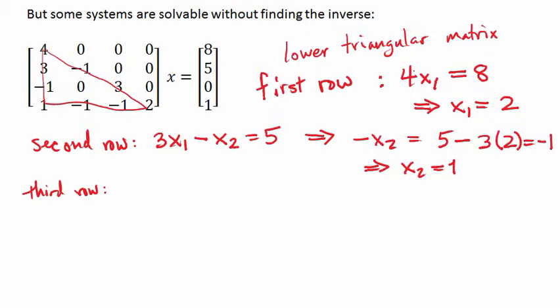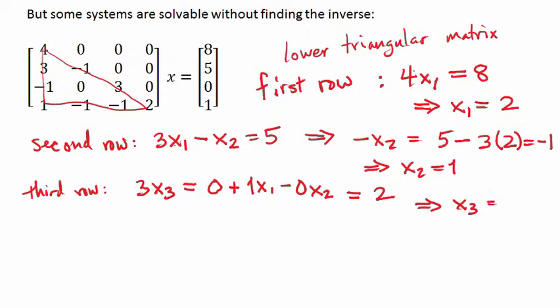I'm going to rearrange this system from the start. So I'm just going to put the 3 times x3 down here on the left side. I also have a minus 1 times x1, but I'm going to move that to the other side. And I have 0x2 as well, which I moved to the right-hand side of that equation. Well, I already know x1 and x2, so x1 is equal to 2, so this whole side is equal to 2 here. So that tells us that x3 is equal to 2/3.